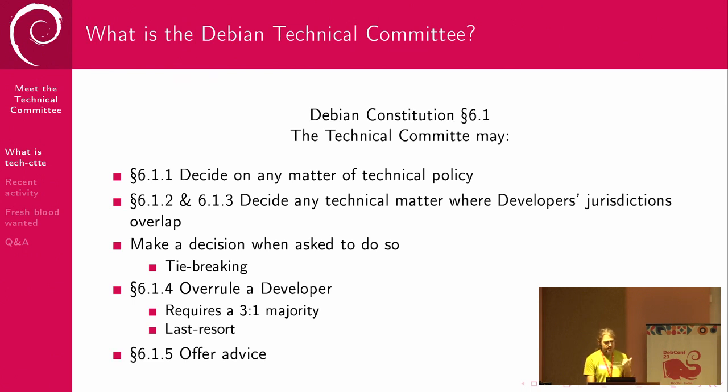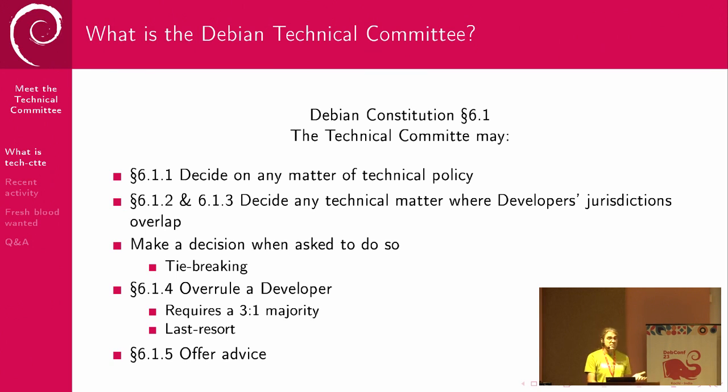The powers that we have to do that are to break ties when people can't come to a consensus or agreement, and to overrule a developer when, as a committee, we decide that while they are responsible for their area of the project, we disagree with them, and for the benefit of the project, we would like them to implement... I can't think of quite what the right wording is there, but what they're doing needs to change. And to do that, that needs a 3-to-1 majority in the committee. It's really a last resort option. We try not to do it.